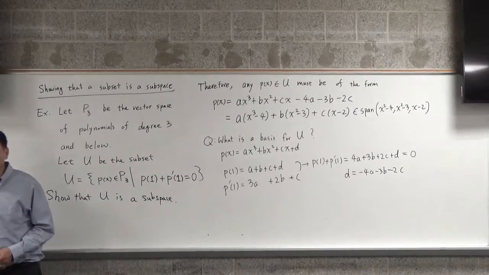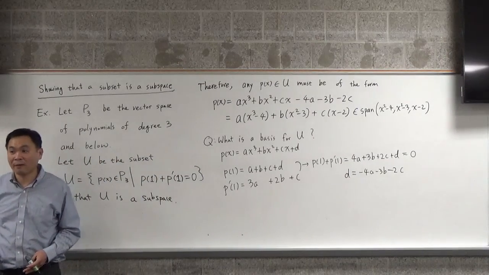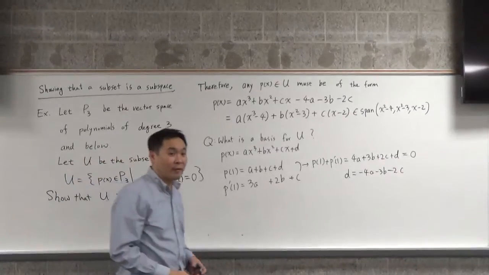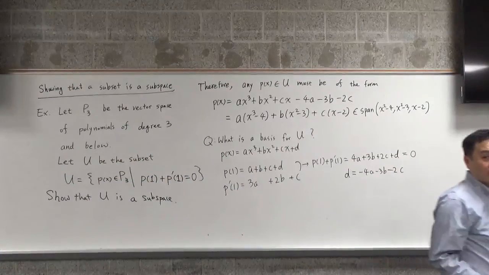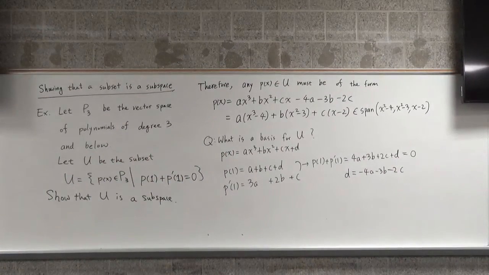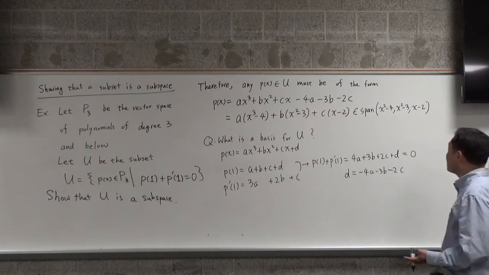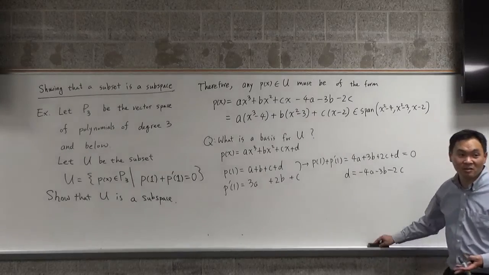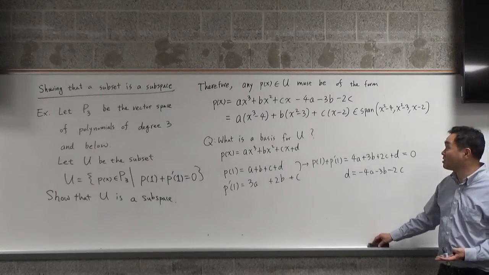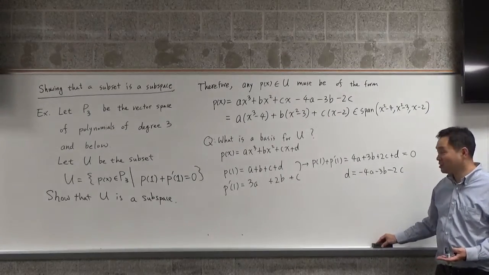What's the maximum possible dimension of U now? Is it infinite? No, it's spanned by three vectors. Oh, 3? 3. It can't be more than 3, right? It can't be more than 3. And I think it is 3.